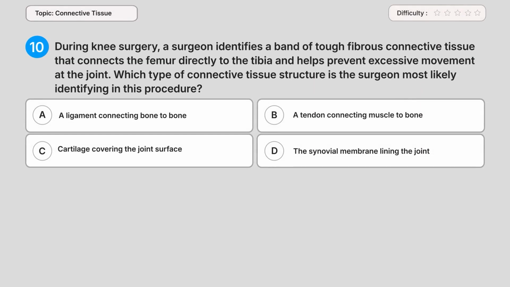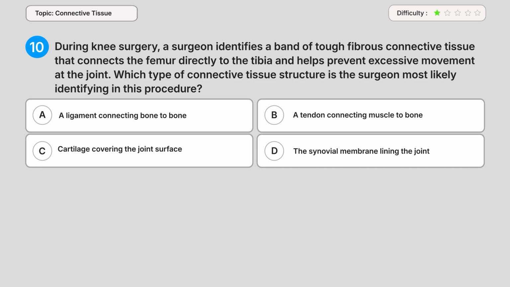10. During knee surgery, a surgeon identifies a band of tough, fibrous connective tissue that connects the femur directly to the tibia and helps prevent excessive movement at the joint. Which type of connective tissue structure is the surgeon most likely identifying in this procedure?